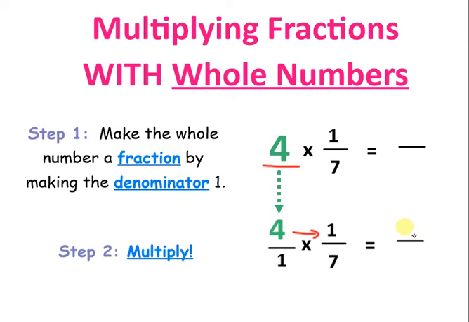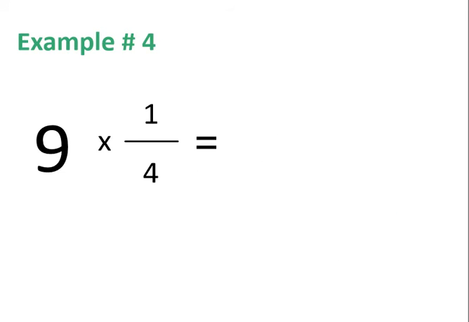Okay? So we took that 4, we put a fraction bar, we put a 1 under it, now we multiply across. 4 times 1 is 4. 1 times 7 is 7. It's already simplified. That's all she wrote. We're done. All right, so let's practice a couple here. So I have 9 times 1/4. I'm going to rewrite it. 9 over 1 times 1/4.